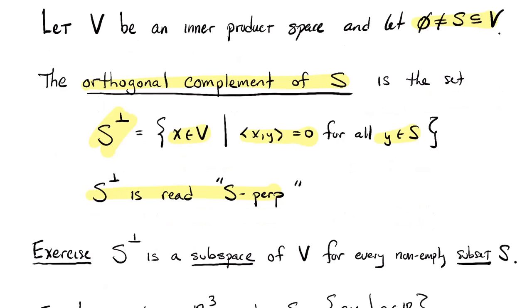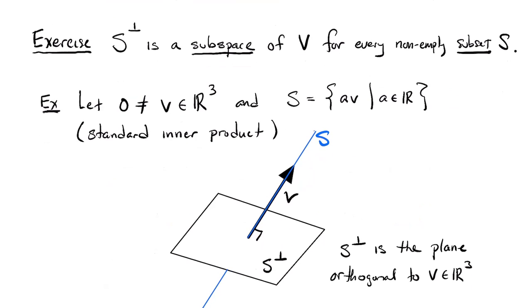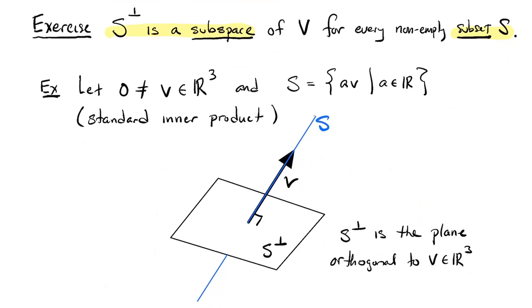I'm going to leave it as an exercise to you that if S is any non-empty subset, it can even be a subset, it doesn't have to be a subspace, S perp is always a subspace. Okay, so that's going to be one of your exercises. You've seen constructions like this before.